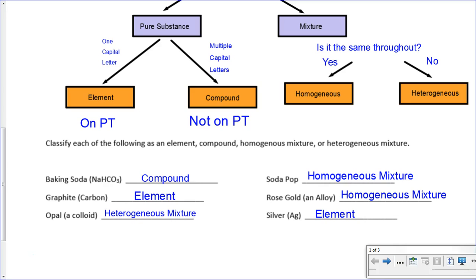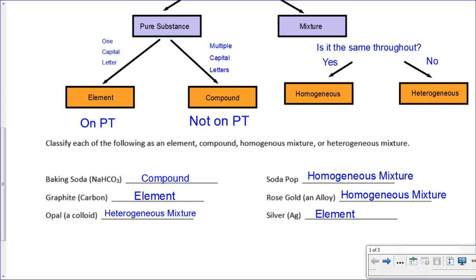Opal here, I tell you, is a colloid, so that makes it a heterogeneous mixture because all colloids are heterogeneous mixtures. Soda pop, it's a mixture. Hopefully it's homogeneous. Most of the time with beverages, assuming that it's going to be the same, the first sip that you take and the last sip that you take is going to be the same. You would say it should be the same throughout. Soda gets a little weird because it's carbonated, but I'm still going to call it a homogeneous mixture.